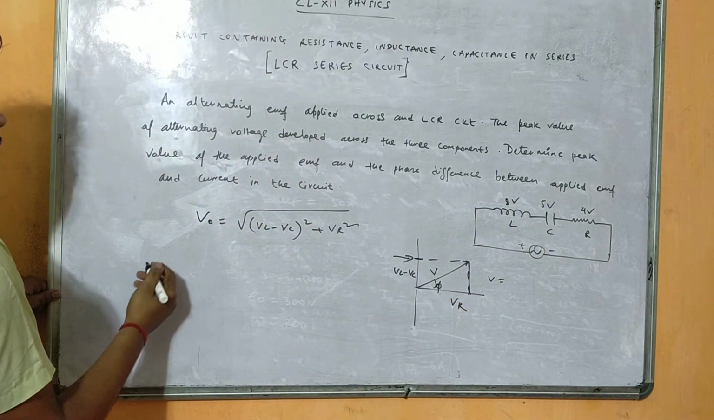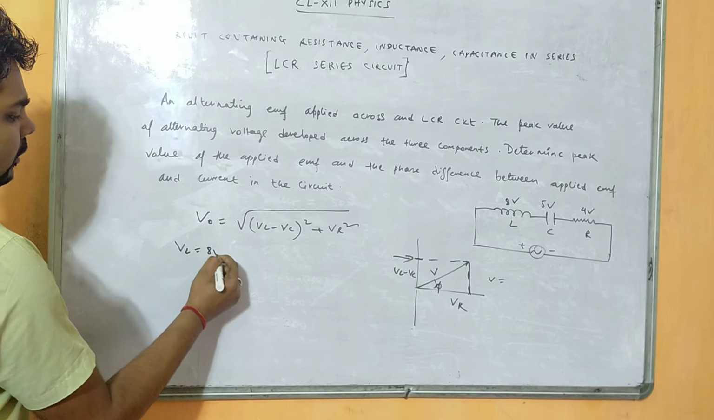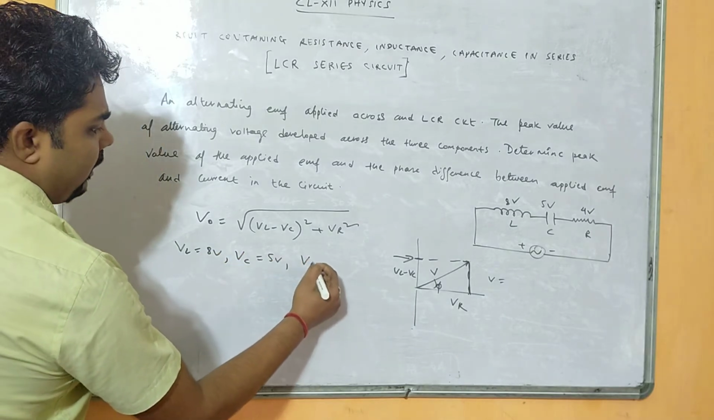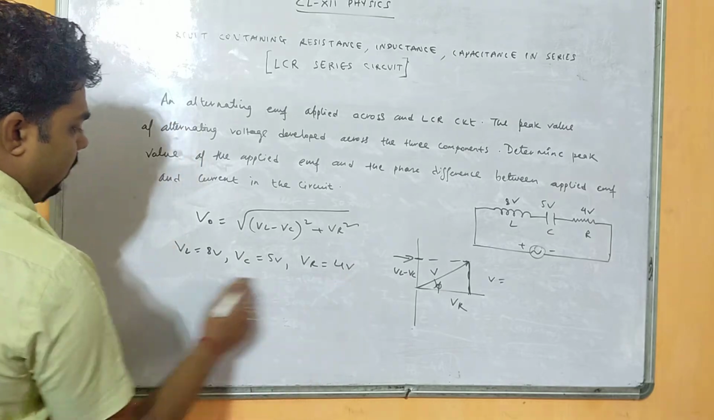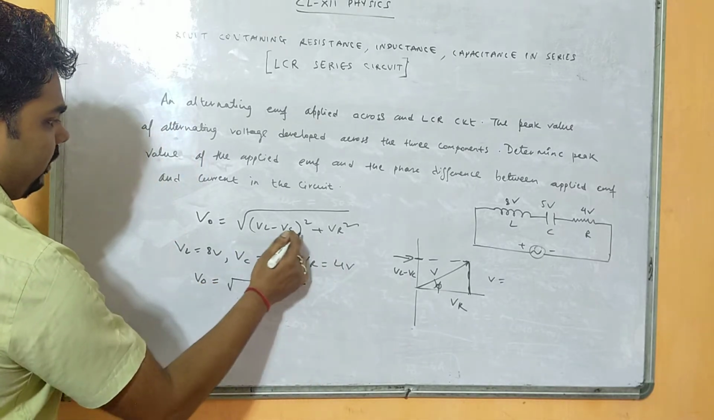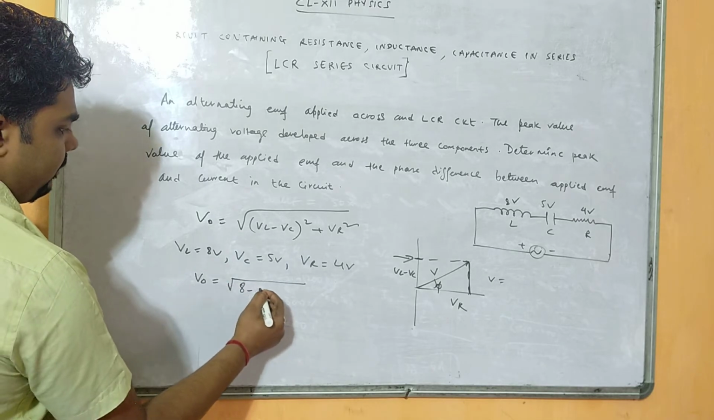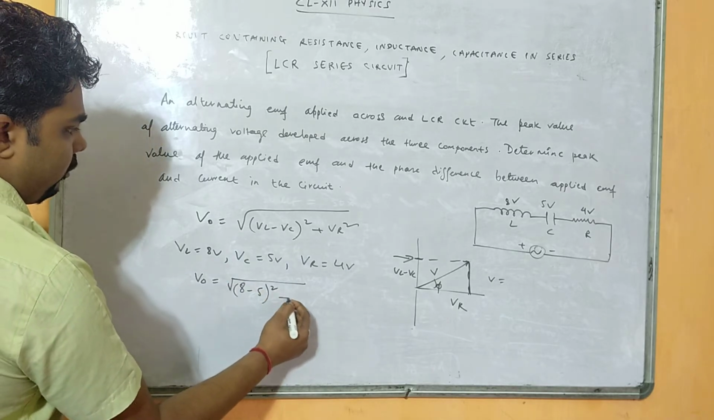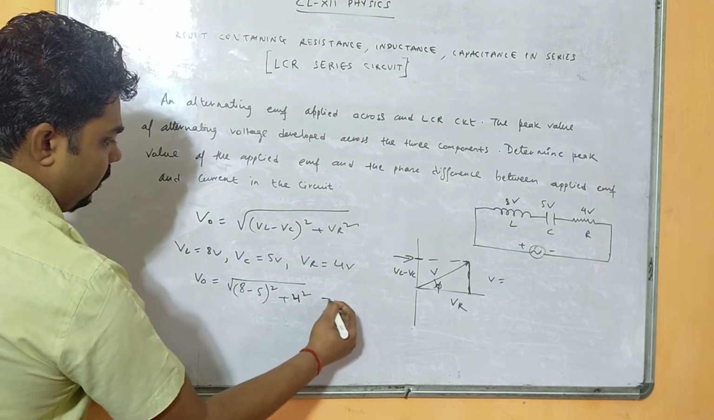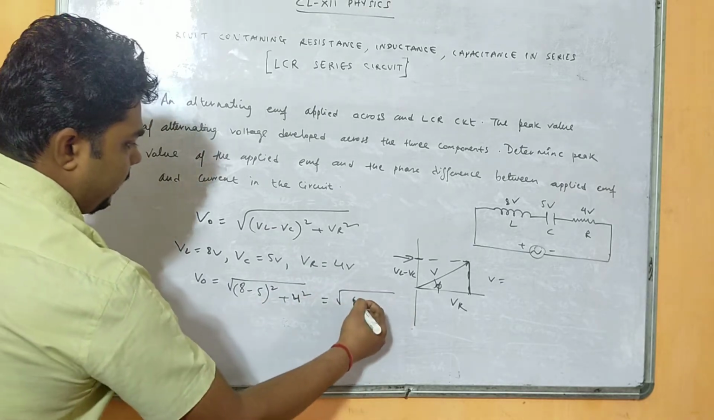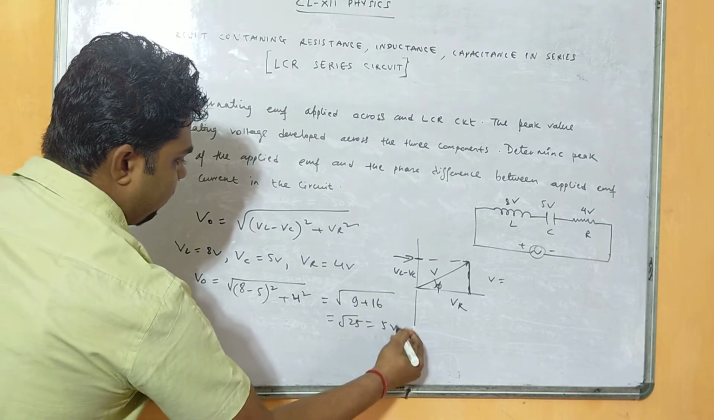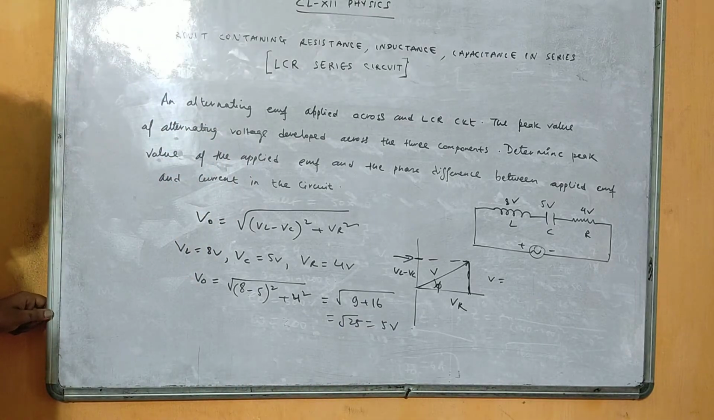In the question you see this diagram, in front of L what is given? 8 volt. That means VL is 8 volt, VC is 5 volt, and VR is 4 volt. So substituting here, V0 equals root under (VL minus VC) that is (8 minus 5) whole square plus VR, 4 square. So what will we get here? 3 square, that is 9, plus 16, that is root under 25, that is 5 volt. Okay, the peak voltage is 5 volt.